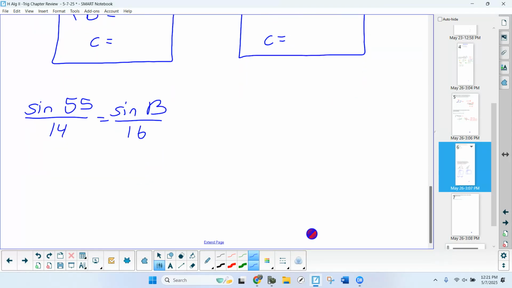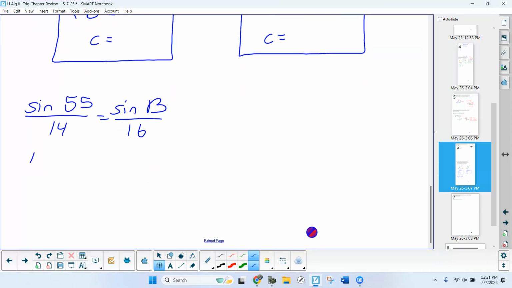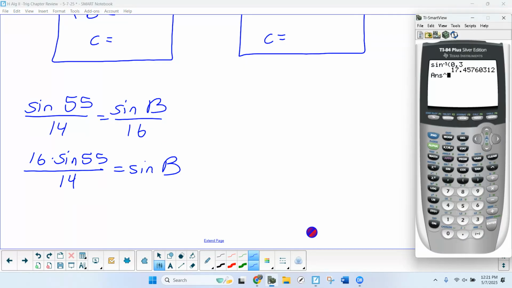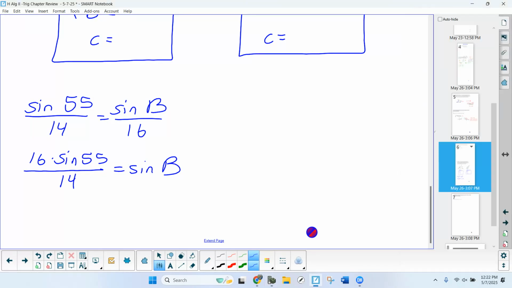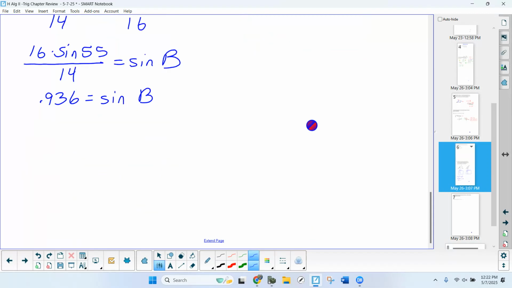And then you cross multiplied and you got what? So you got 16 times the sine of 55, and then you would have divided by 14 to get the sine of B. So let's do what that is so I can help everybody up here. 16 sine of 55, hit enter, divided by 14. So you got 0.936. 0.936 equals the sine of B. And then you said you did the inverse sine. So the inverse sine of 0.936 is equal to angle B.